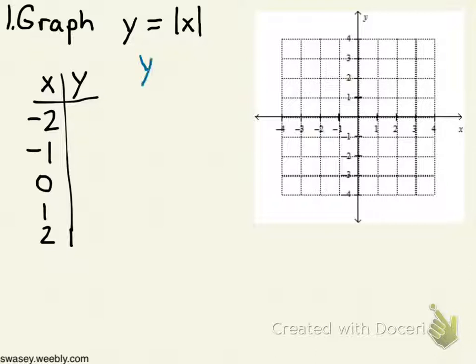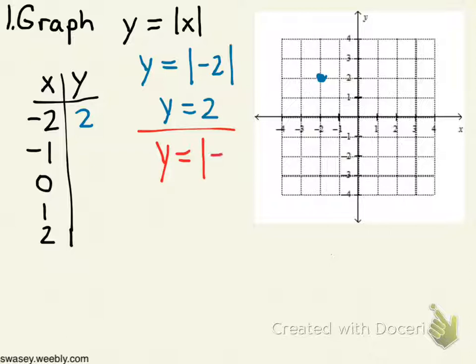So if we replace x with -2, the absolute value of -2 is +2. So we have a point at -2, 2. Now let's put in -1. We have y equals the absolute value of -1. Absolute value of -1 is +1. So we have a point at -1, 1.